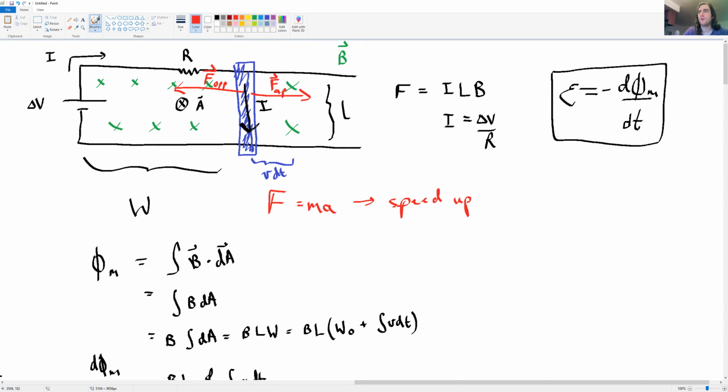This is our applied force, the applied force due to the applied voltage. At some point, these forces are going to be equal, and the projectile will move with constant velocity. Does it make sense?